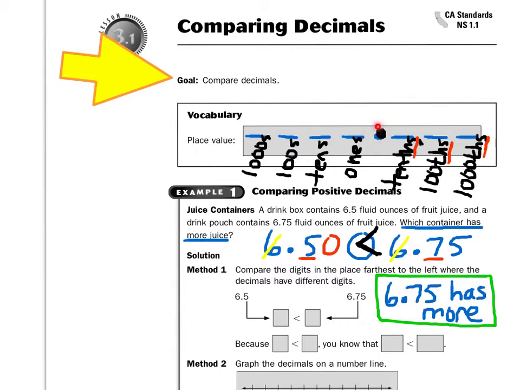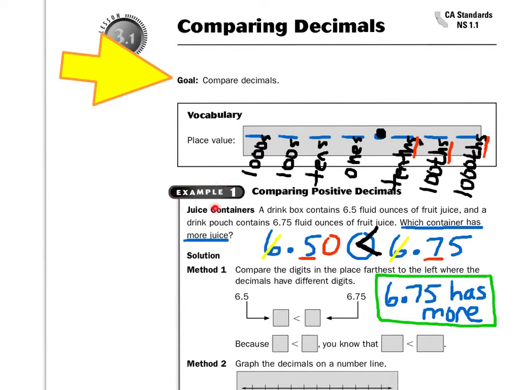Now find the decimal point again and look behind it. So the first number after the decimal point is tenths, and then the next number would be hundredths, and then the next number would be thousandths.